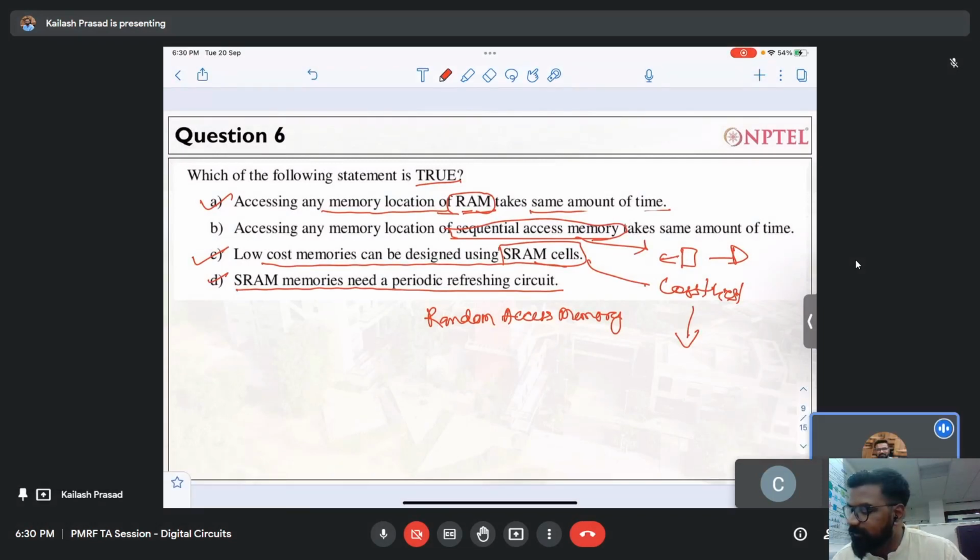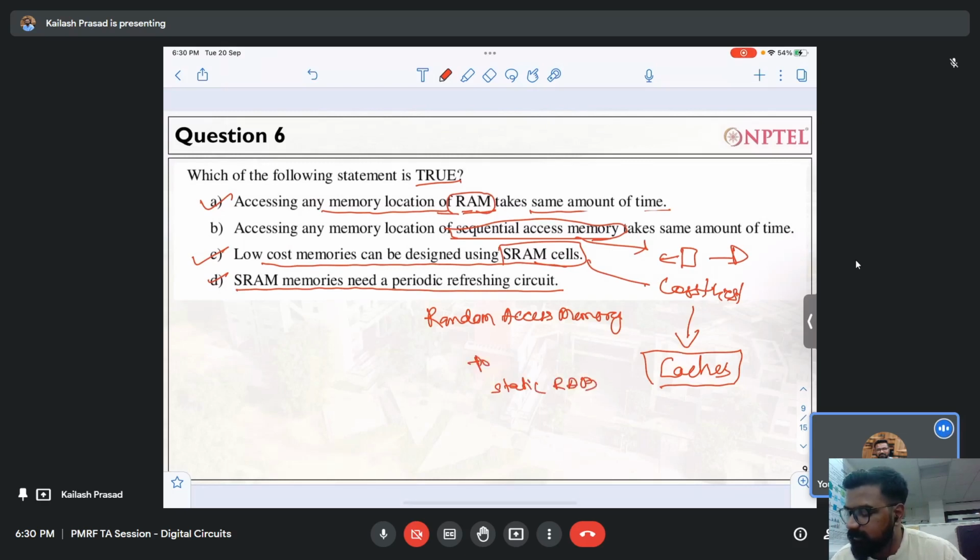So please, what you have to do, you have to go and search this term caches. Your laptop or mobile will have one kind of memory that is called caches, and all the caches are made up of SRAM. Please note that SRAM means static random access memory, static RAM. It means that as long as your power supply is there, your data will be held.